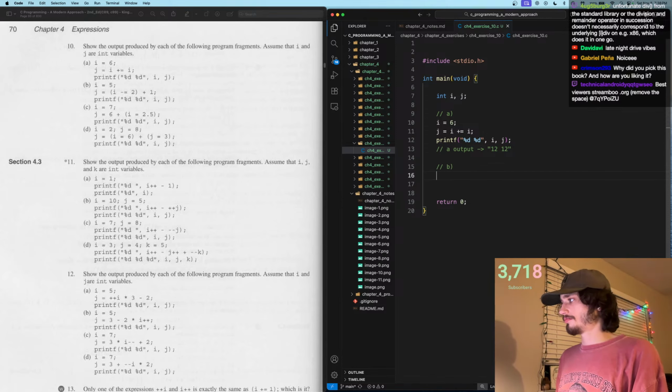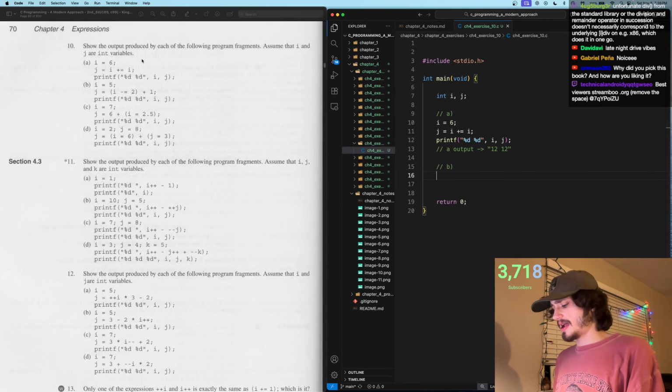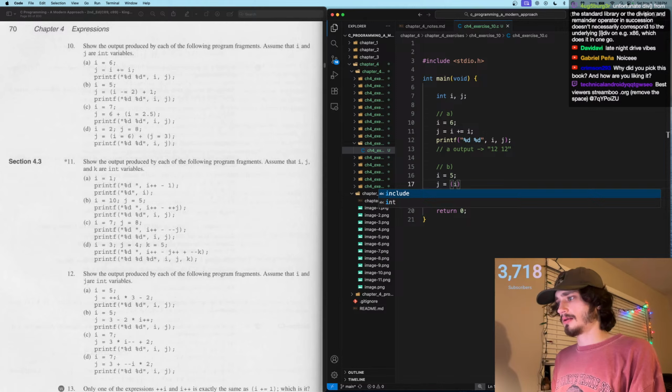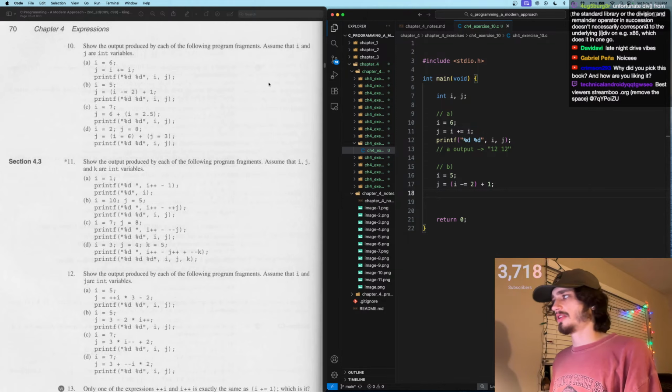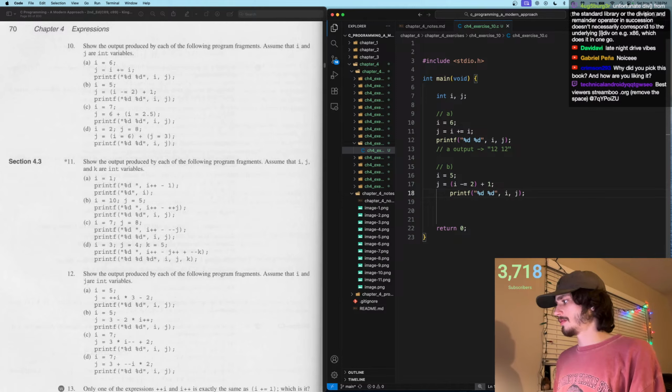B. So in B, I is equal to 5, and then j is equal to I less than or equal to 2 plus 1. And now we're going to print f for the same call. And we're going to comment and do B output.